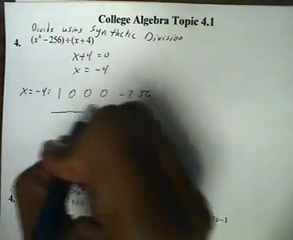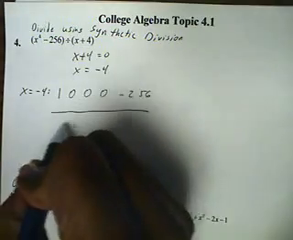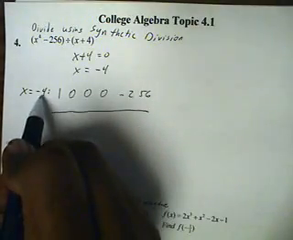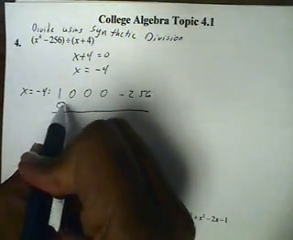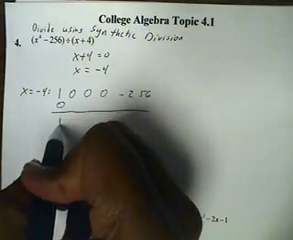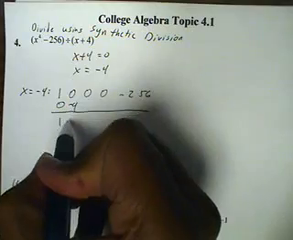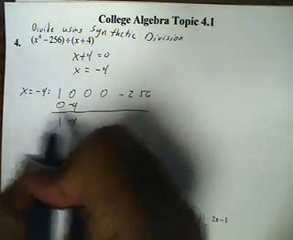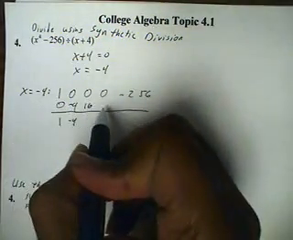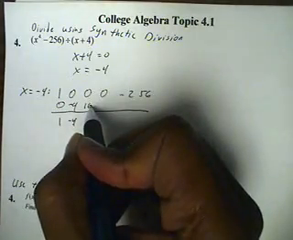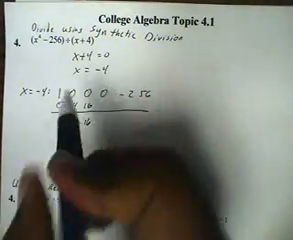we lead with 0. Everything above this line, we're going to add to the top line. Everything below this line, we're going to multiply by negative 4. So, lead off with 0. 1 and 0 make 1. 1 times negative 4 is negative 4. 0 and negative 4 is negative 4. Negative 4 times negative 4 is positive 16. 0 and 16 makes 16.